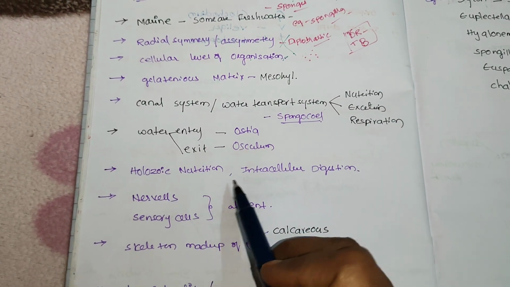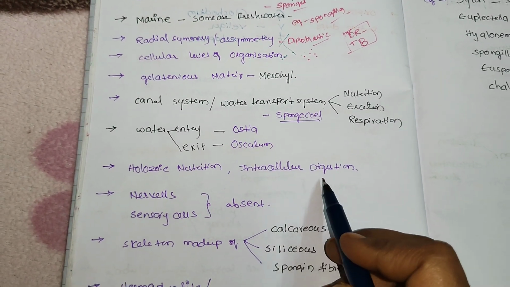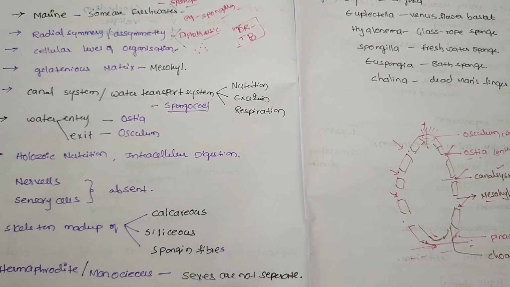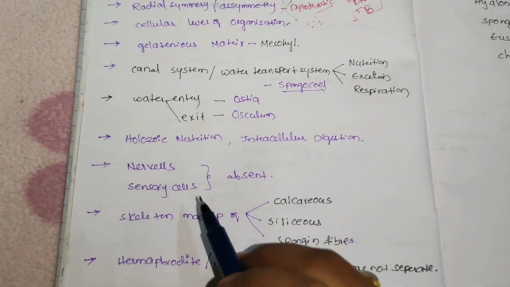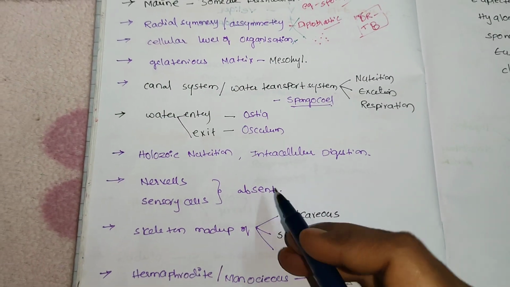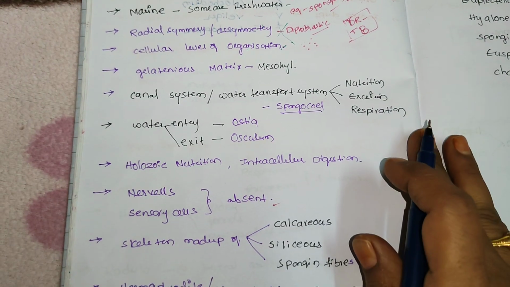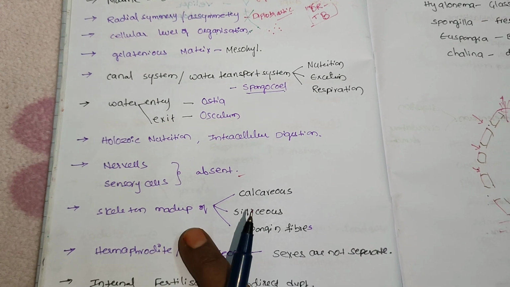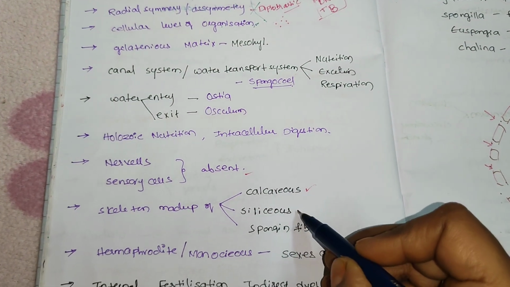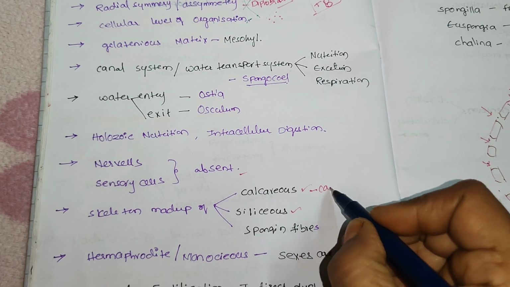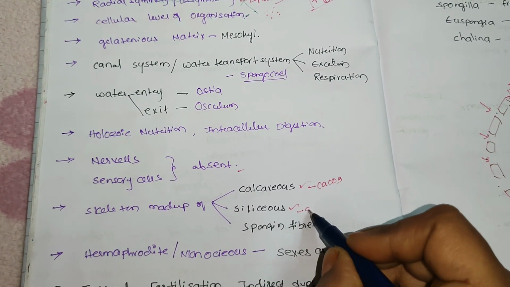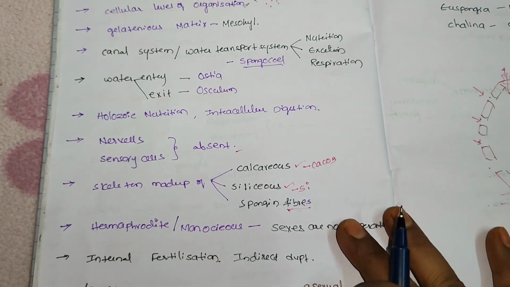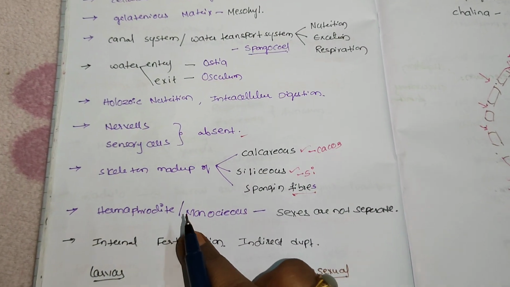The digestion is holozoic or intracellular. Holozoic means the whole food enters by a single entry and after that it exits. Nerve cells and sensory cells are absent. That is why there is no coordination between the cells, even though it is multicellular. The skeleton is made up of calcareous material, siliceous material and spongin fibers. Calcareous means it is made up of calcium carbonate; siliceous means it is made up of silica. So three types of skeleton are there.